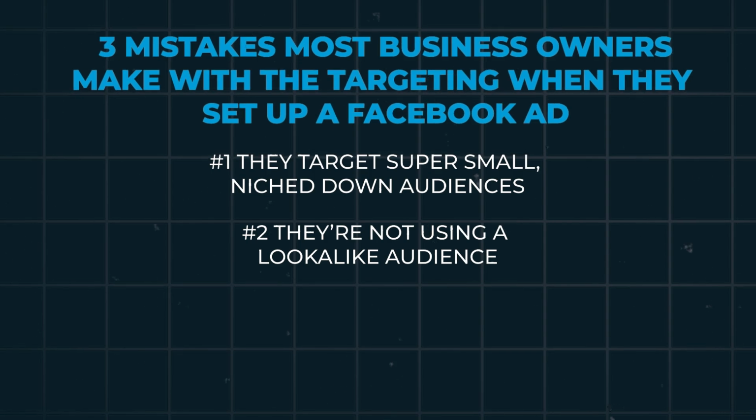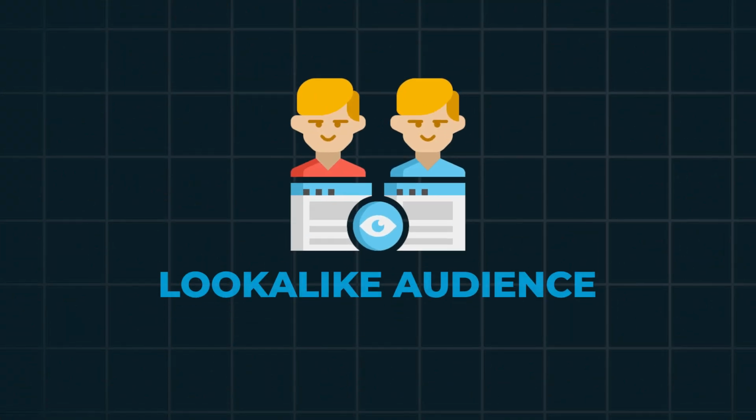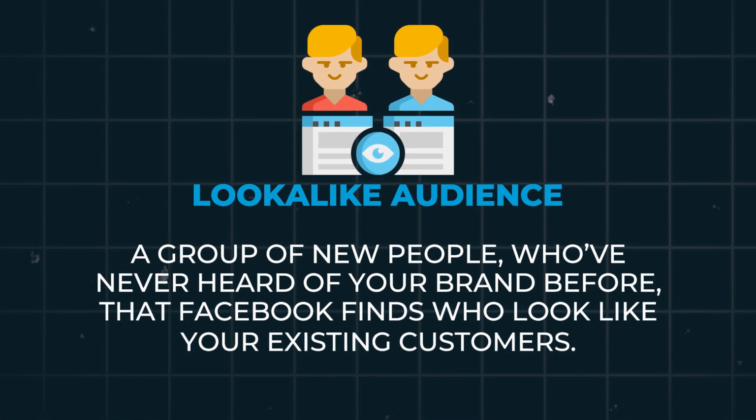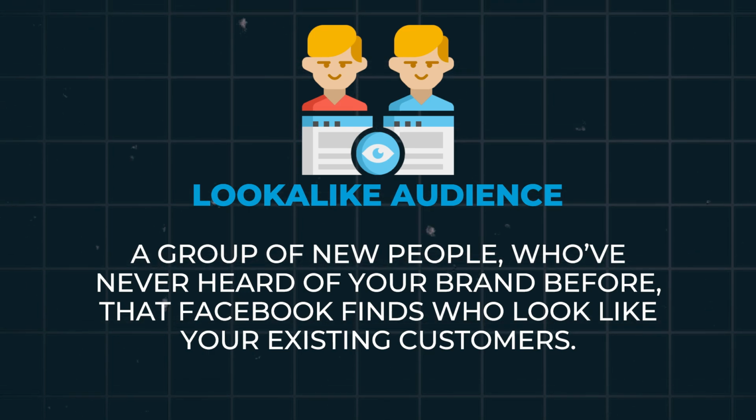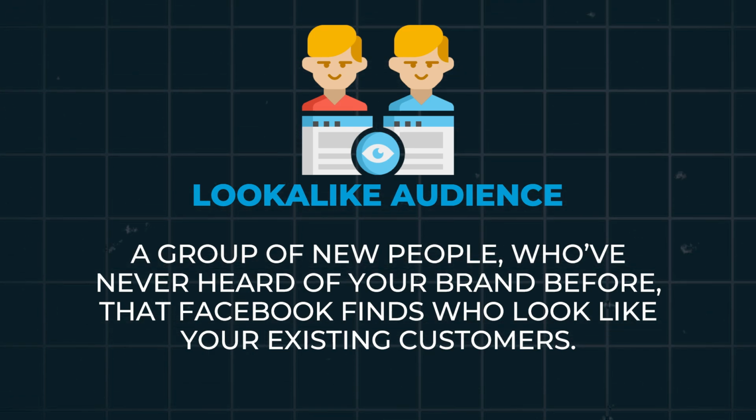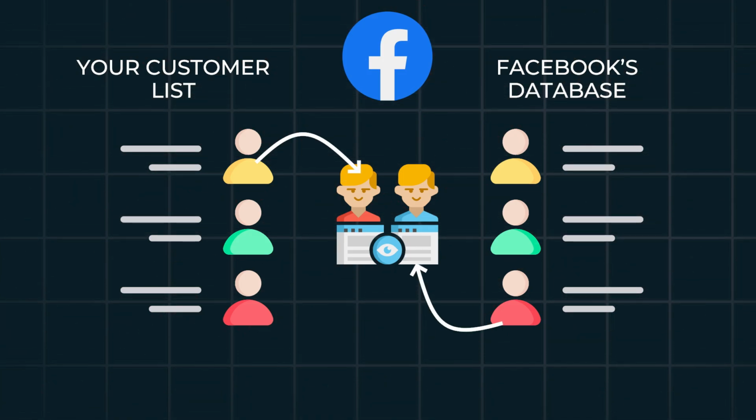The second route is to target a lookalike audience. Like I said, mistake number 2 a lot of business owners make is not targeting a lookalike audience. So what is it exactly? A lookalike audience is a group of new people who have never heard of your brand before that Facebook finds who look like your existing customers, making them the most profitable cold audience you can target because they have the same makeup and buying patterns as your existing clients do.